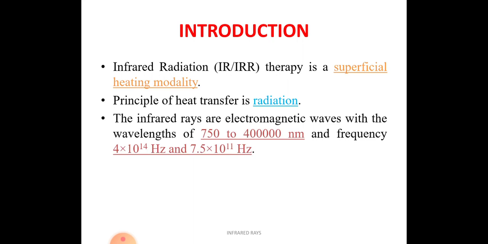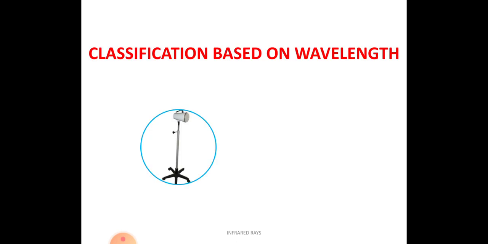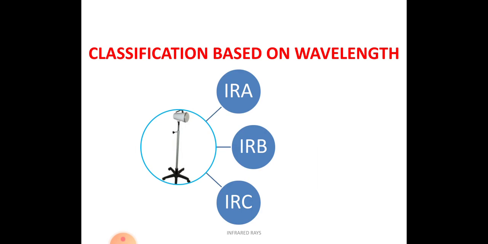Now, these rays are nothing but electromagnetic waves. They have a wavelength of 750 to 4 lakh nanometer and a frequency of 4 into 10 raised to 14 hertz to 7.5 into 10 raised to 11 hertz. There is a classification of this infrared radiation into three parts: IRA, IRB and IRC.